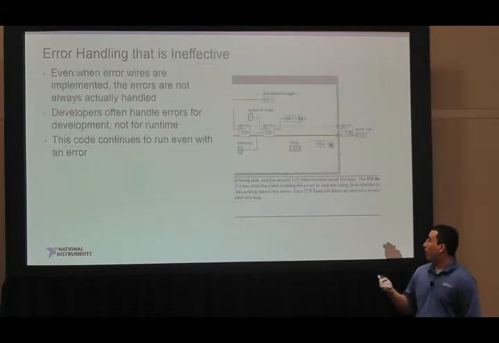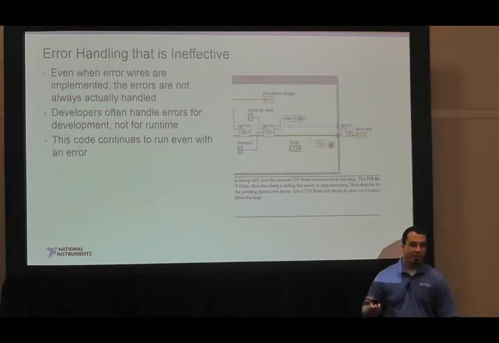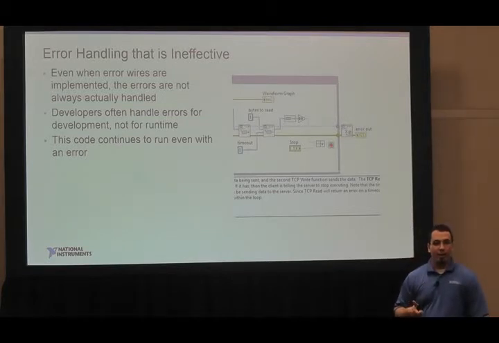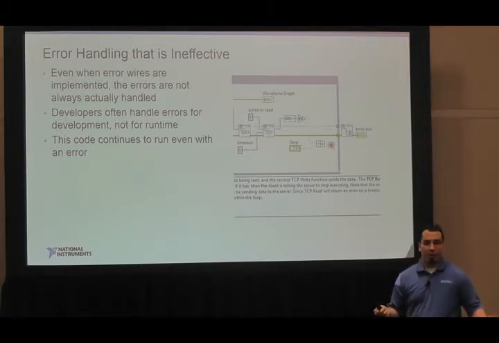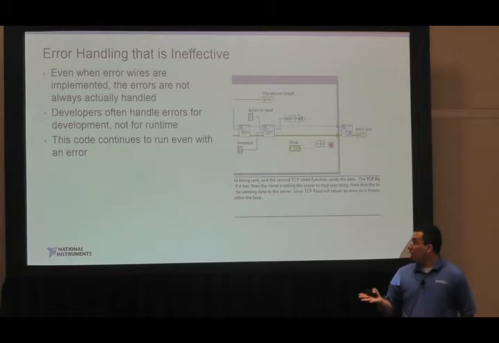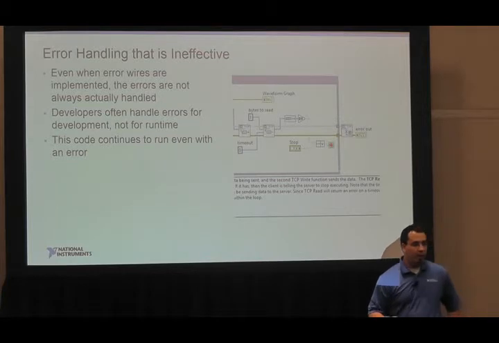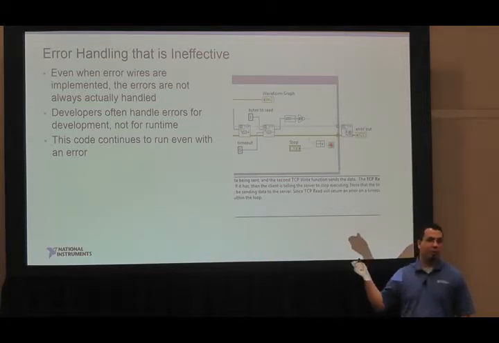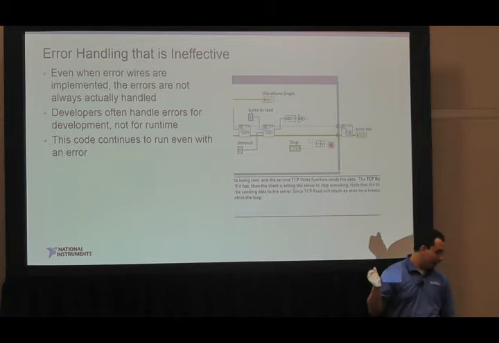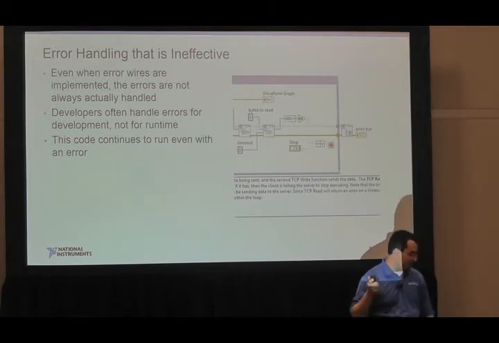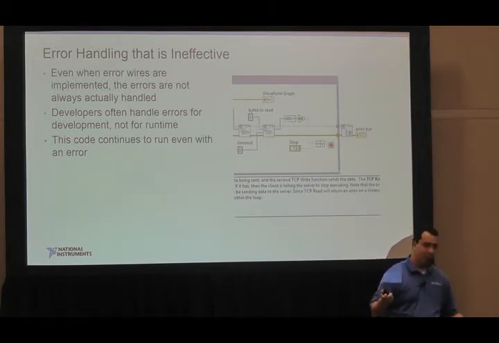So another problem with error handling is error handling that exists but doesn't really do anything. This one I think is a little bit more common, in the situation where we have error wires and they end up in an indicator. People will do their testing, see that it's not giving any errors, and then move on. But during runtime, this doesn't really do anything. So this is an example of error handling that is ineffective. In the event of an error, the while loop continues to run, which is going to be problematic.